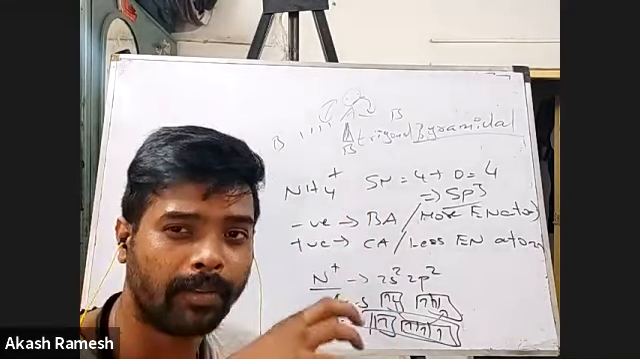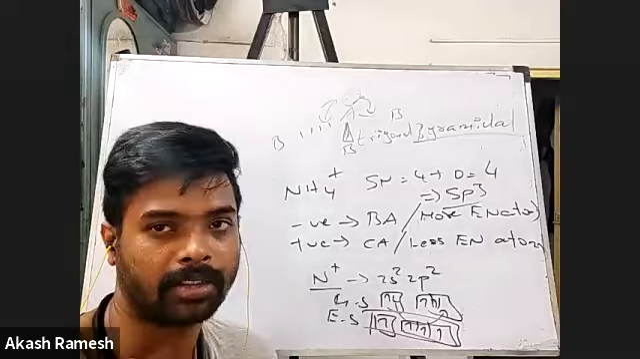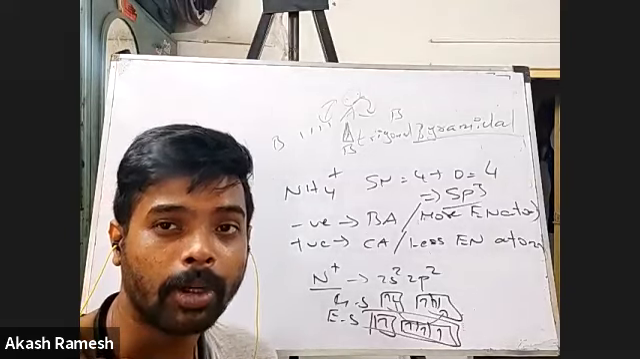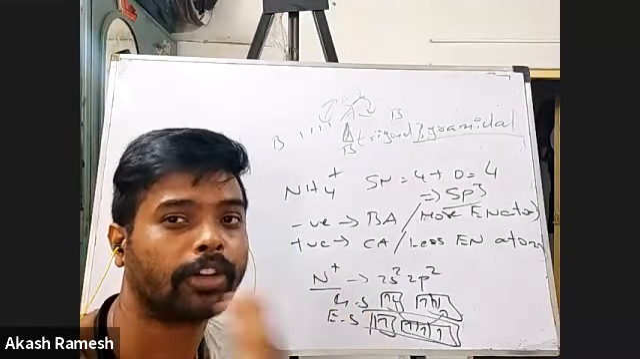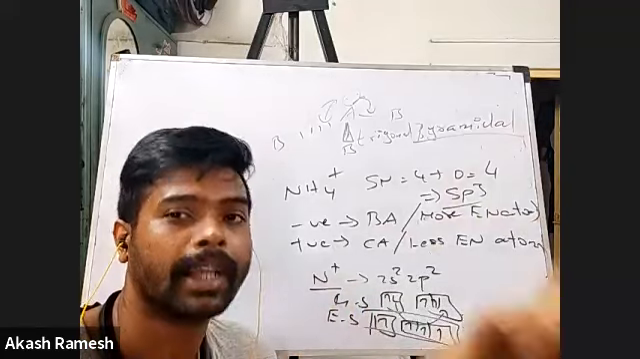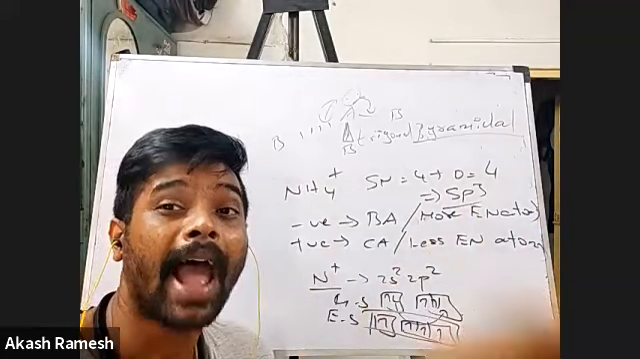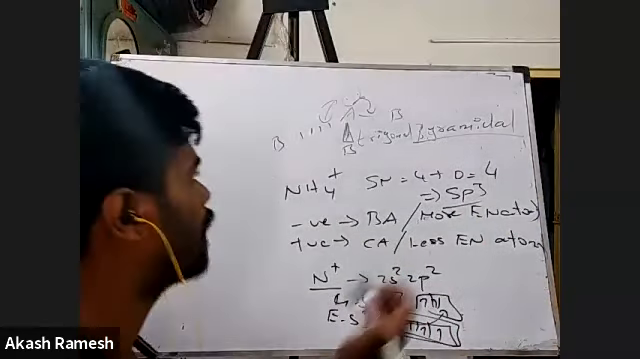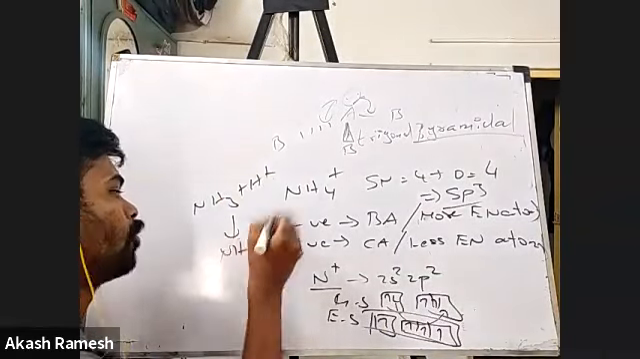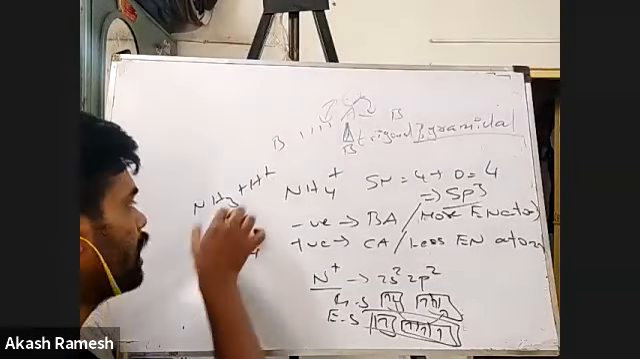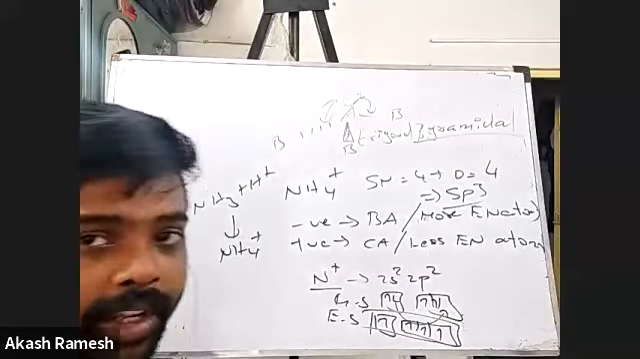But there is one more way by which you'll be able to visualize a base. The base is one which will be able to accept H plus. So the two ways by which you'll be able to account for a base: one is it can donate OH minus, or it can accept H plus, isn't it? So ammonia being a base will accept H plus to form NH4 plus. That's why I call ammonia a base.